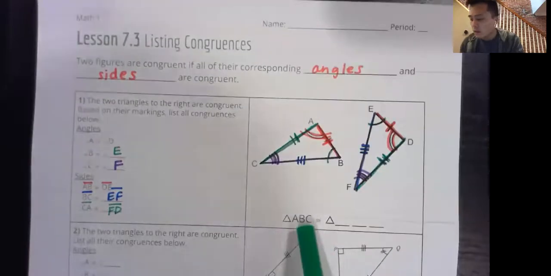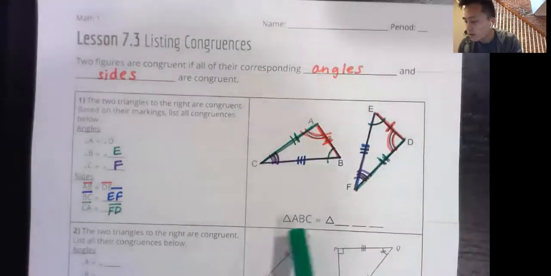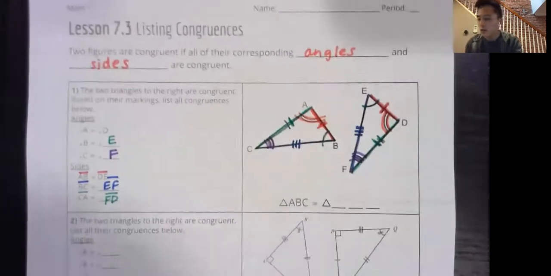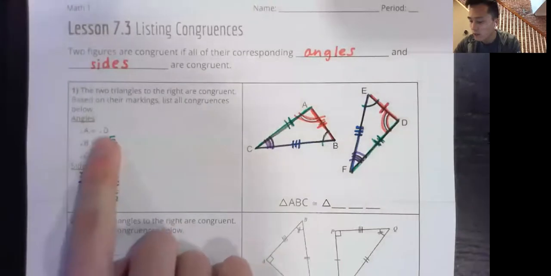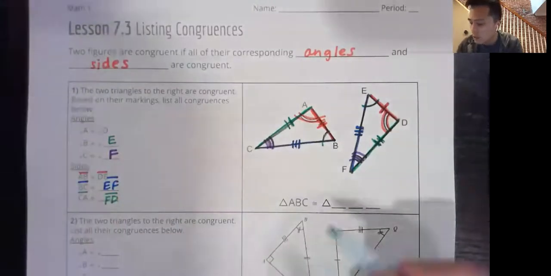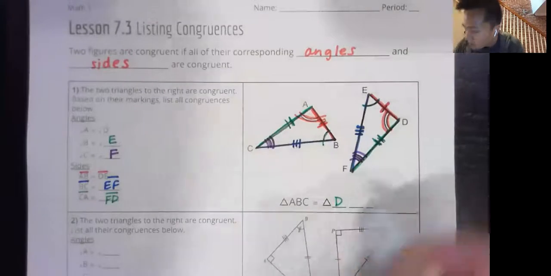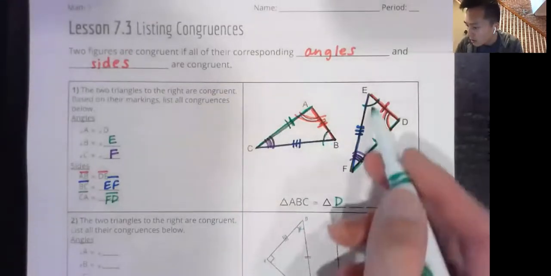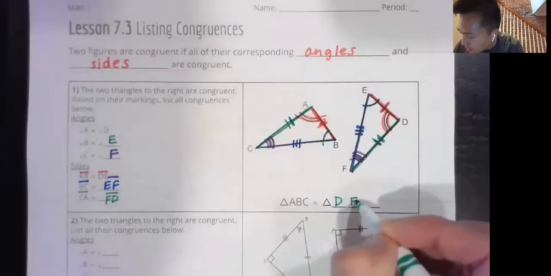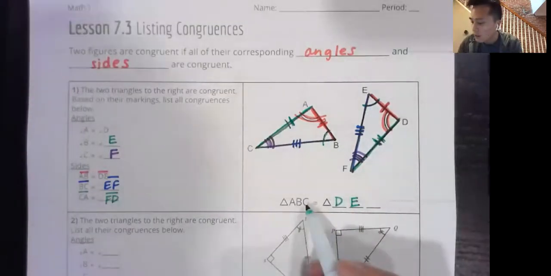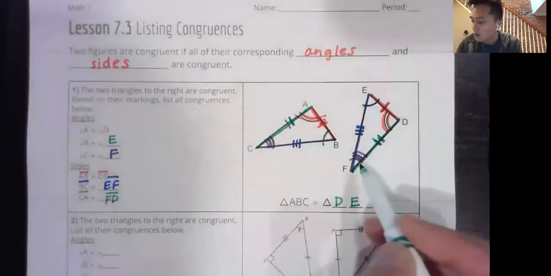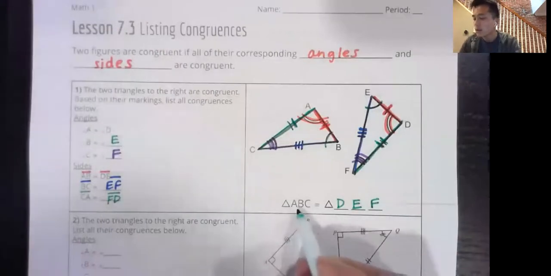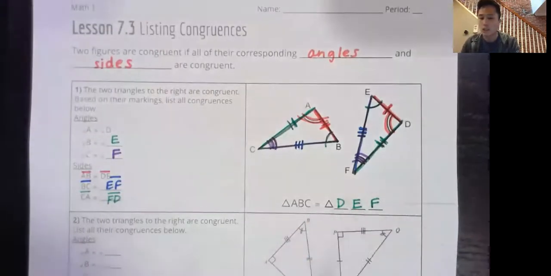And then listing the two triangles, triangle ABC is congruent to triangle, and this is where order matters. Since angle A is congruent to angle D, that means D needs to be the first letter that I write. Angle B was congruent to angle E, so E has to be the second letter that I write. Last one, angle C is congruent to angle F, so F has to be the last letter that I write. Triangle ABC is congruent to triangle DEF.